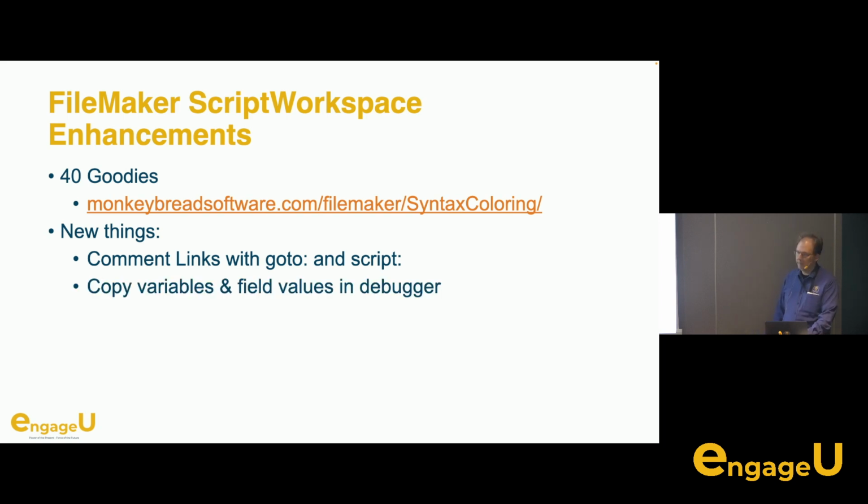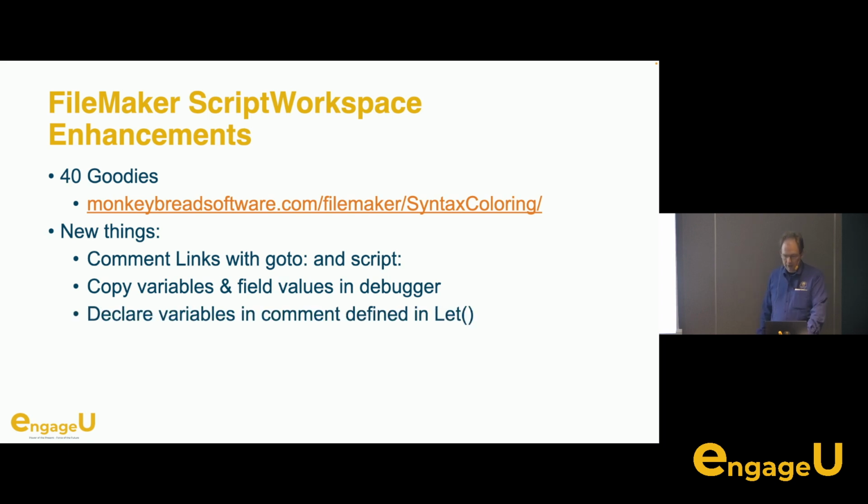You can also copy variable and field values in the debugger. Like if you go with the mouse over the field name or the variable name, make a right click on a Mac, and you can get the context menu, and there you can copy the value. You can declare variables in a comment. So our variable check can look for whether you define the variable, and to not get an alert for a variable defined in that statement, you can tell the plugin that there is a new variable.